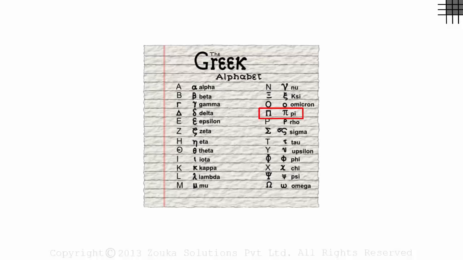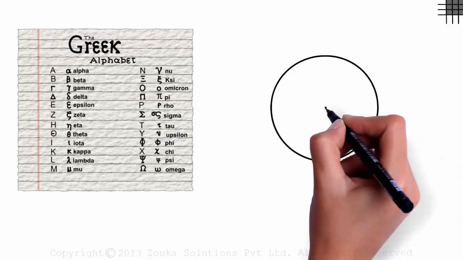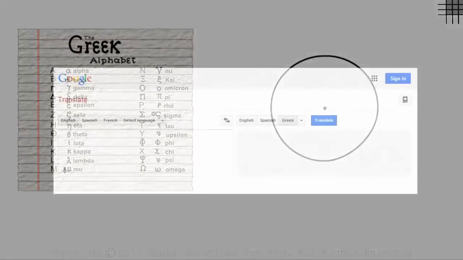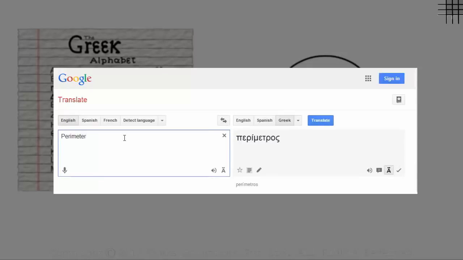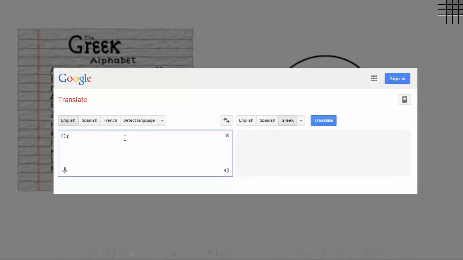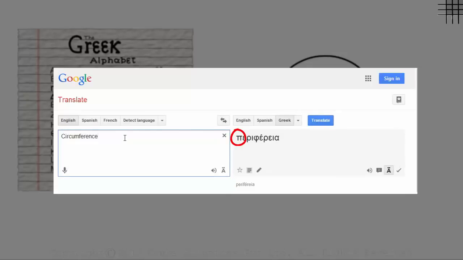But the question still remains, why the 16th letter? We just saw that pi has got something to do with the perimeter or the circumference of the circle. Let's use Google Translate to see the Greek equivalent of perimeter. As we can see, the first letter of the Greek word is pi. Let's try a couple of more words related to perimeter. How about periphery? The first letter is still pi. Okay, let's try circumference. The first letter, as all of us can see, is still pi. That's probably why this symbol was used to denote pi.